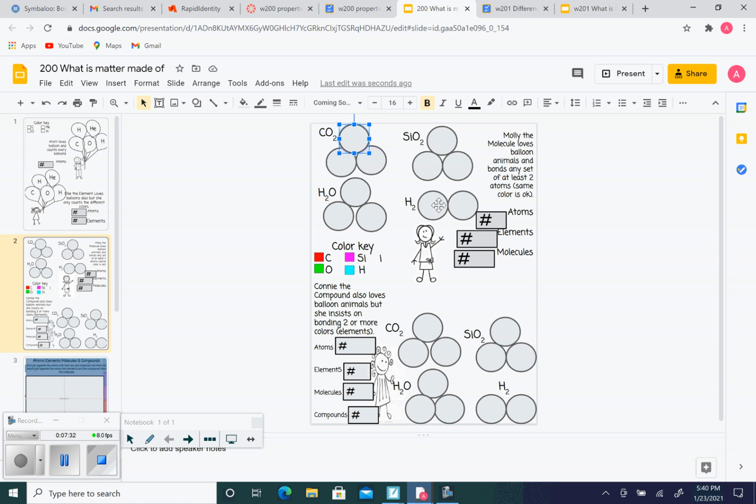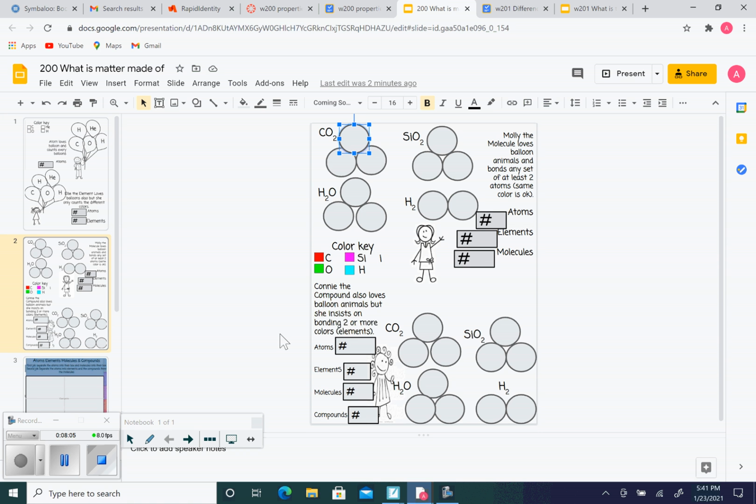Okay? So what I would like you to do is count up your atoms, count up your elements, and count up your molecules. The way to remember this is Molly the molecule loves balloon animals and bonds any set of at least 2 atoms. 2 atoms is really important for molecules. They have to have 2 atoms. And just like H2, they can be the same element. They just have to be 2 atoms.